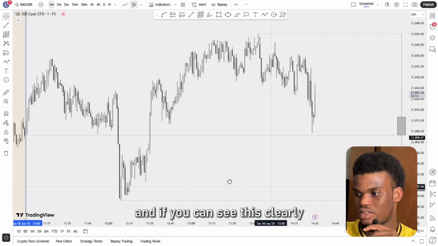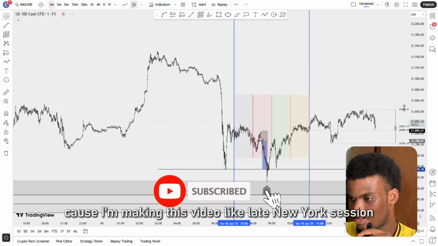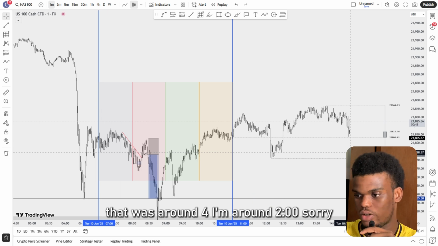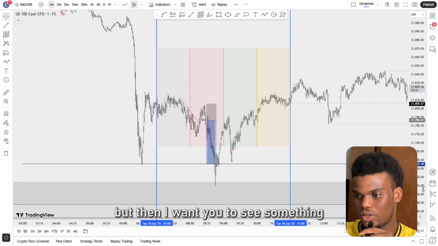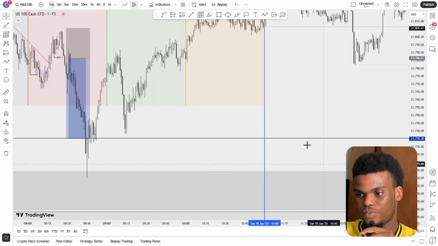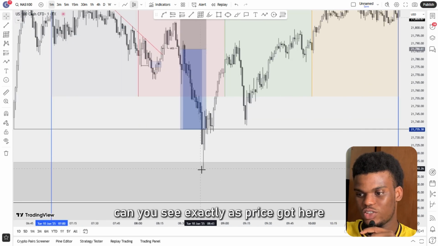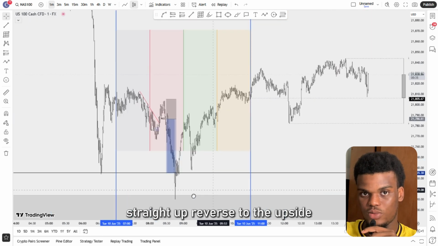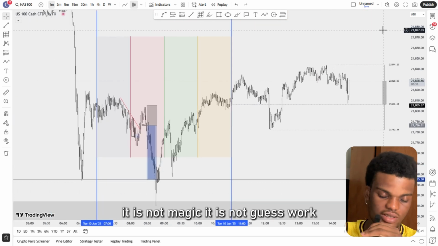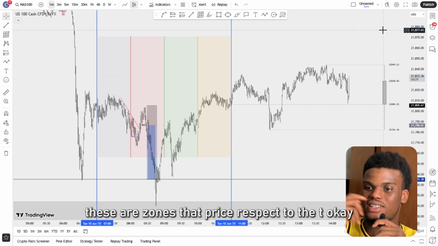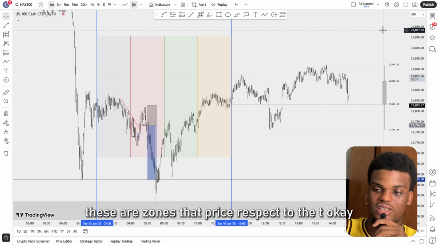And if you can see this clearly, because I'm making this video late in the New York session, I'm around 2 o'clock, sorry, so price has reacted already. But I want you to see something. Are you seeing how powerful these zones are? Can you see? Exactly as price got here, it straight up reversed to the upside. It is not magic, it is not guesswork, it is literally how the market works. These are zones that price respects to the T.